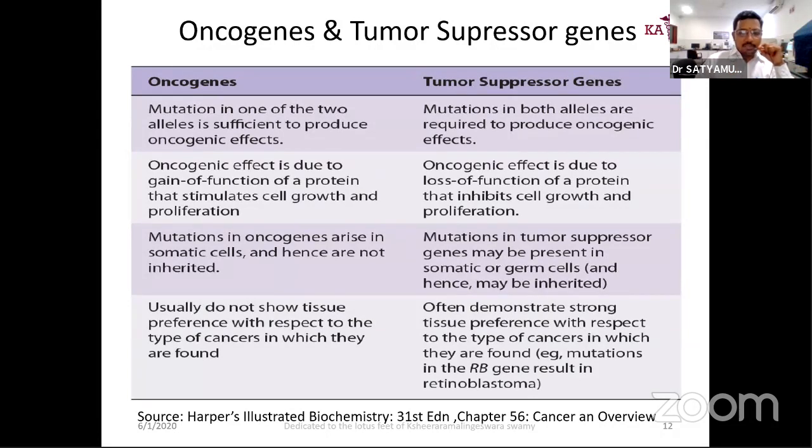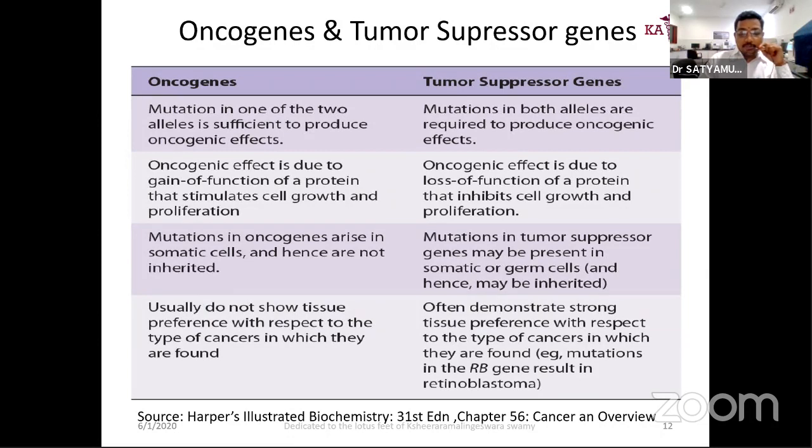But in tumor suppressor genes, both genes have to be affected to produce an oncogenic effect. In oncogenes, it is a gain of function of a protein that stimulates cell growth and proliferation. It is reverse in tumor suppressors. It is a loss of function of a protein that inhibits cell growth and proliferation, because it suppresses the cells from growth whenever it is abnormal. Mutation of oncogenes mostly occurs in somatic cells and is mostly not inherited. But remember, tumor suppressor genes can be mutated in germ cells and they can be inherited.